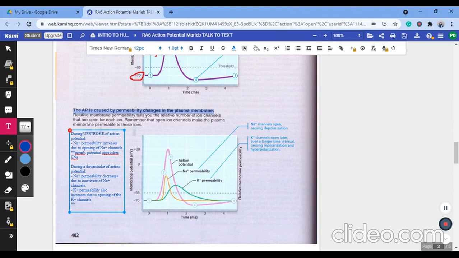Also, another key point to keep in mind is that the membrane potential approaches EK.